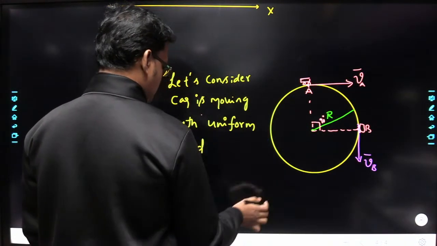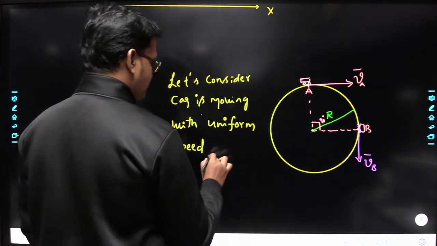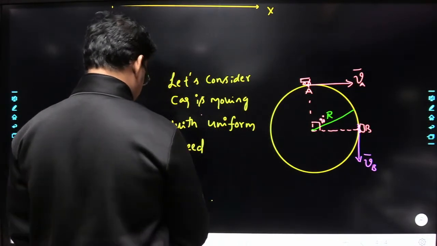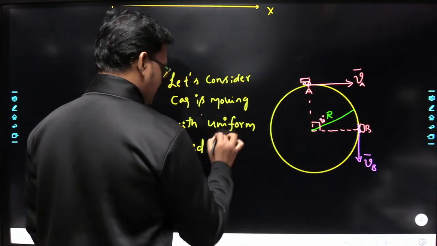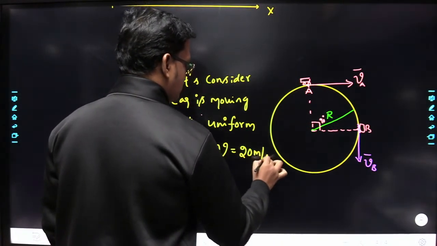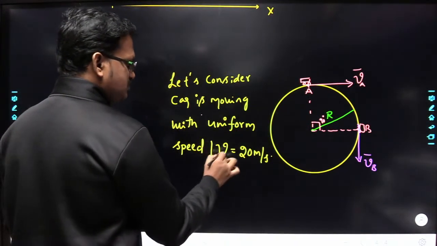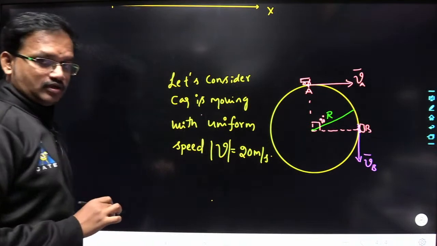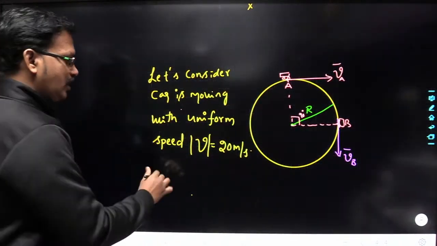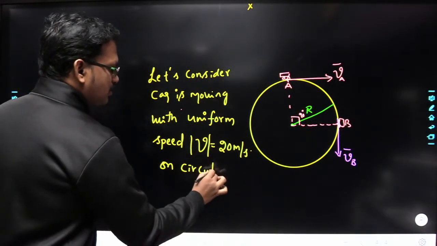So I can say with uniform speed. Let us say that speed I am representing with V, V is equal to, let us say, 20 meters per second. So speed I am representing with V, or you can consider magnitude of V. So let's consider a car is moving with uniform speed V equal to 20 meters per second on a circular track.